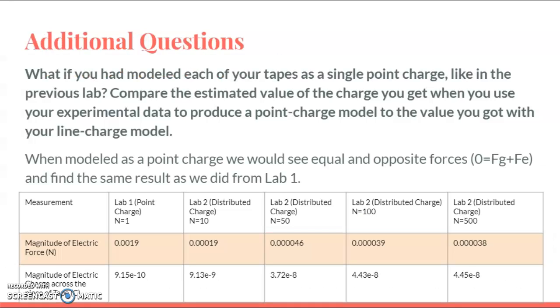What if we had modeled each tape as a single point charge? Well, we did this in lab 1, and as you can see at the bottom, the data I observed when I treated each tape as a point charge was that the magnitude of electric force was about 0.0019 newtons, and the magnitude of electric charge across a piece of tape was about 9.1 e to the negative 10 coulombs. Now, as you can see, as I increased how many pieces I broke my tape into, the results got much closer to 0.000038 newtons of force and 4.45 e to the negative 8 coulombs.